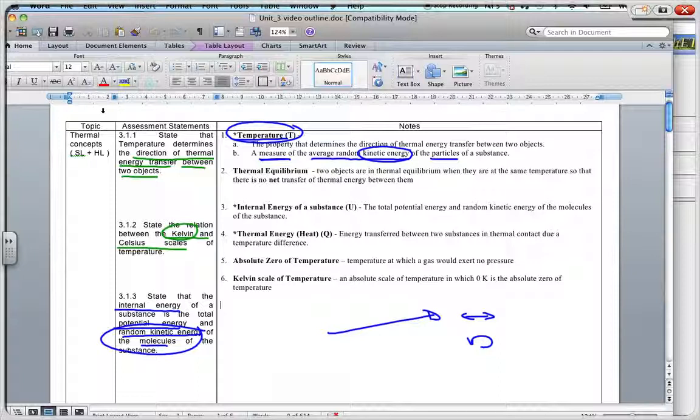So we'll have a look at that. We also look at this potential energy. What does that actually mean? I want to spend a bit of time looking at that now. What does this idea of the potential energy of the molecules mean?